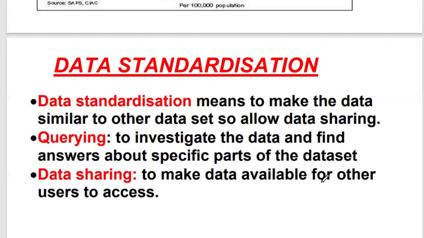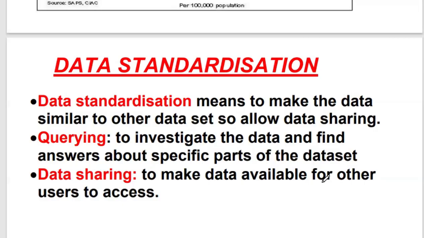Then lastly, we look at data standardization and related aspects. When we are talking of data standardization, we are saying it means to make the data similar to other data sets, so allow data sharing. When we are standardizing data, for example, on our topographic maps, we know that the blue color is used for water bodies. Either it's a dam, a lake, an ocean, a sea, a river, a stream, a borehole, a water tank, a reservoir. All those water bodies are using a standardized blue color.